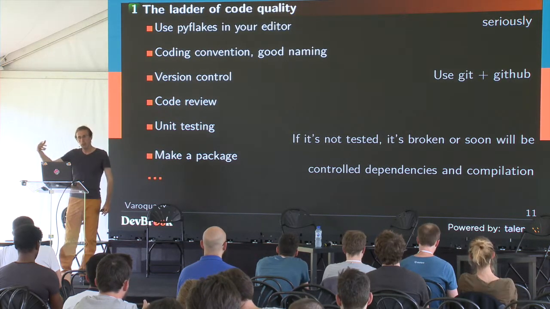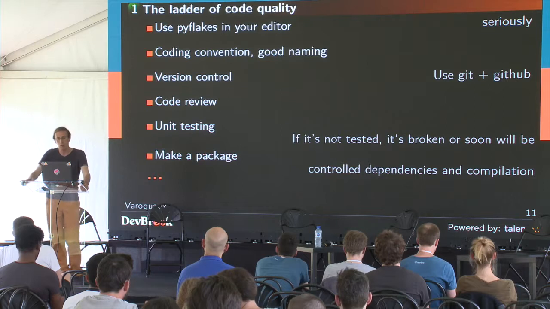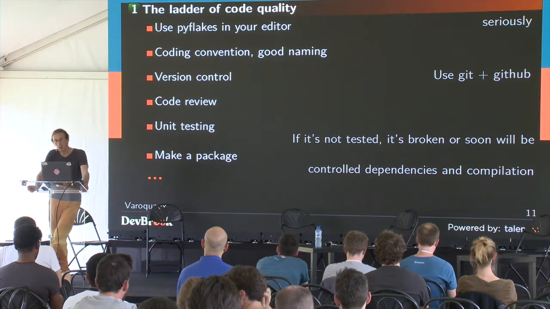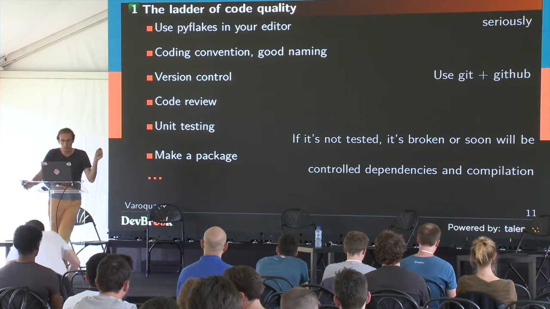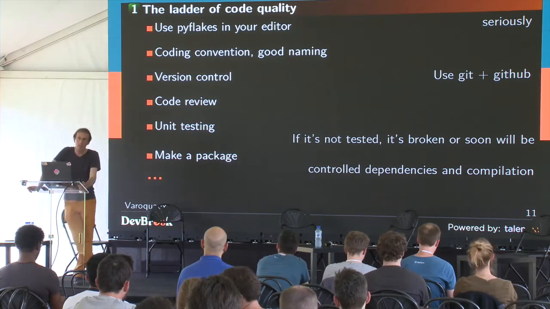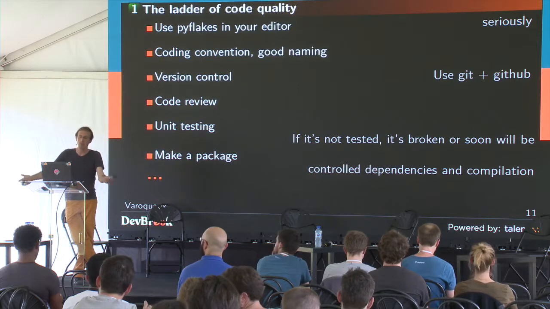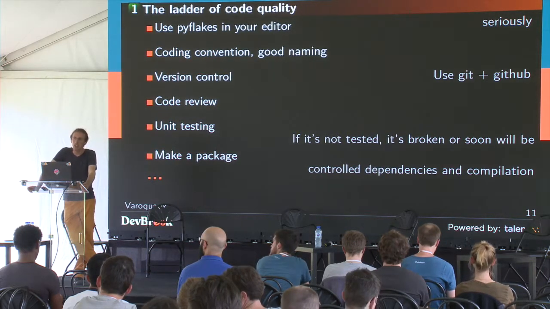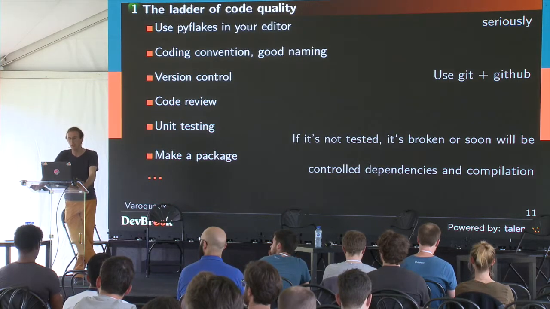And I adopt them one after the other, especially when I come into a new project. The first thing is that I want to use a good editor and a good linter in it. PyFlakes, for instance, but any kind of good linter. Second thing is coding conventions and good naming. This is pretty much costless. Having good names does not cost you anything.